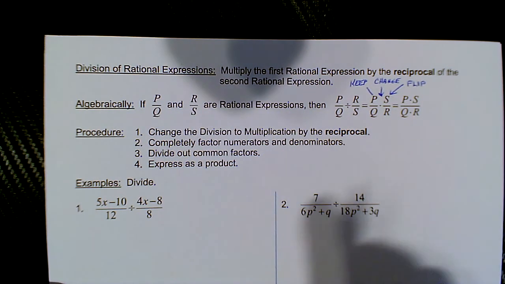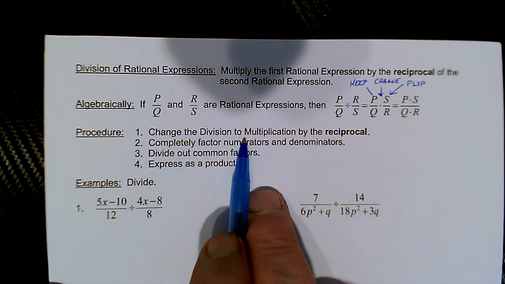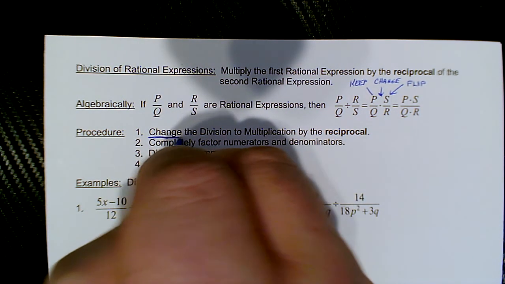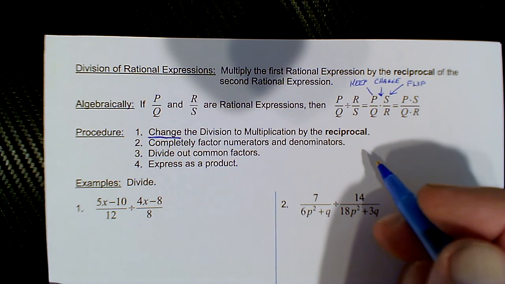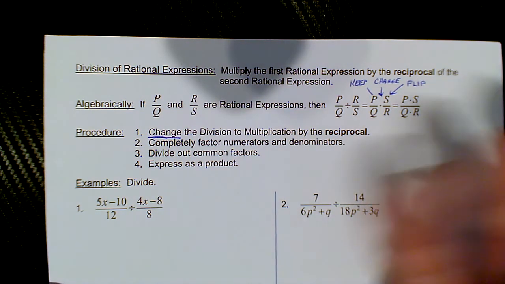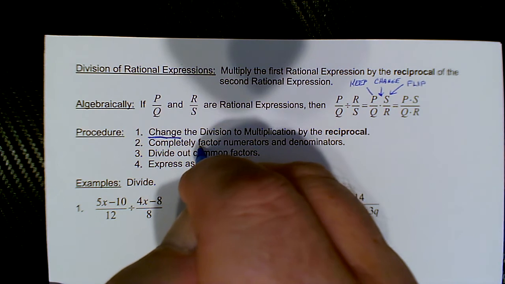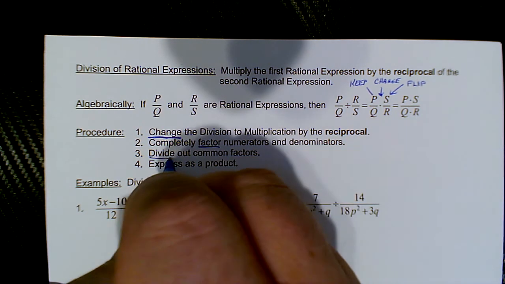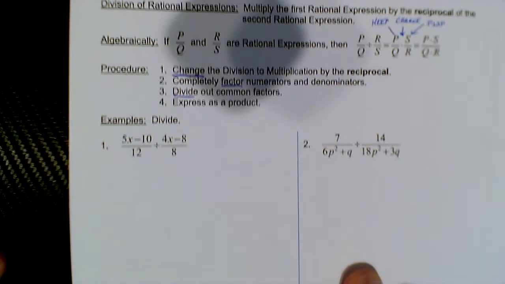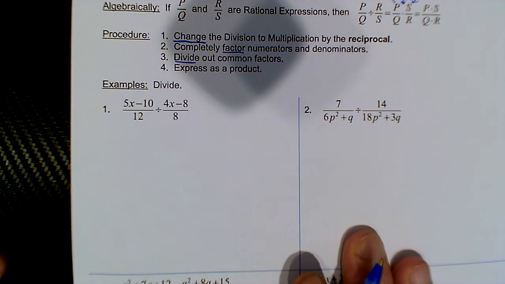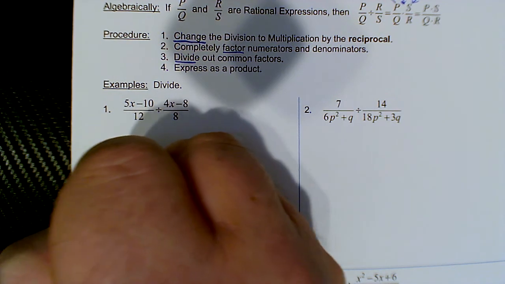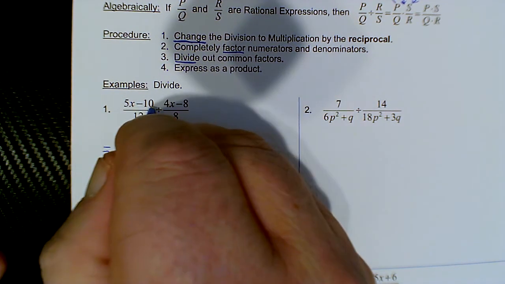Alright, so the procedure, if you need one, change the division to multiplication. So that's immediately. Immediately want to change it. And so you don't even think of anything else. And then it's the same process as before, as multiplication. Factor, divide out the common factors, and express your result as a product. Okay, so for number 1, in the numerator of the first term, there's a common factor of 5.